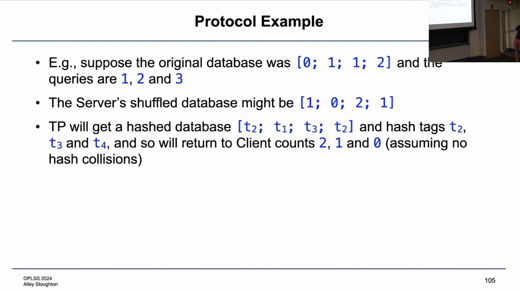And then, well, right, so those are the hash tags, and then the client's 2 is going to get turned into T3, and so it's going to appear once. 1 is going to get turned into T2, and so it's going to appear twice. So that's how this protocol works.